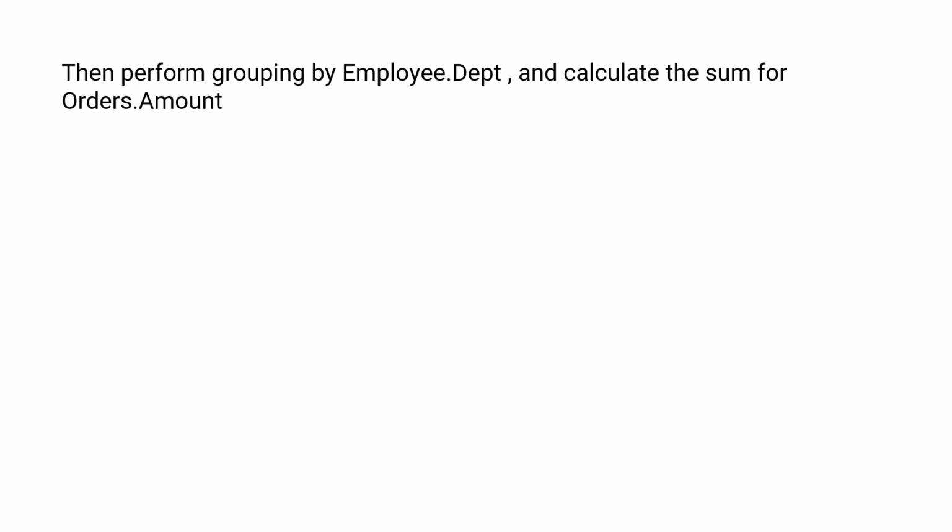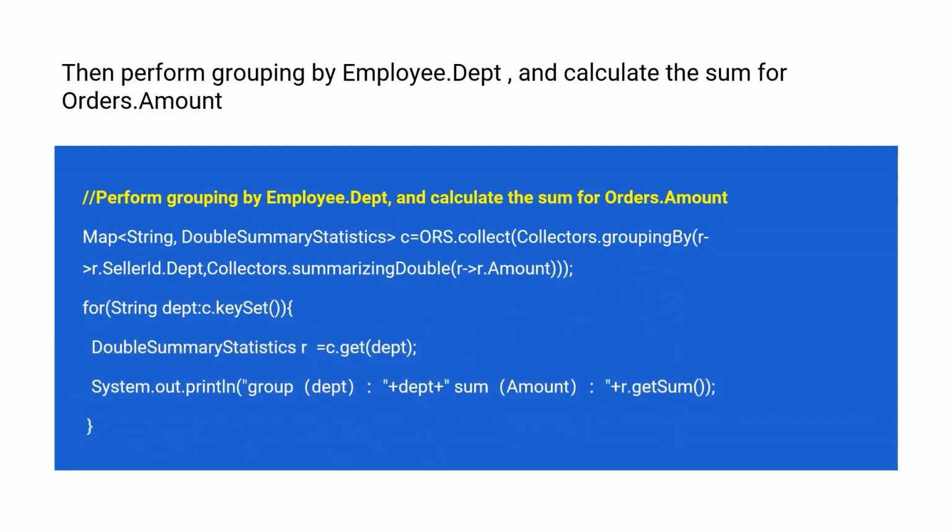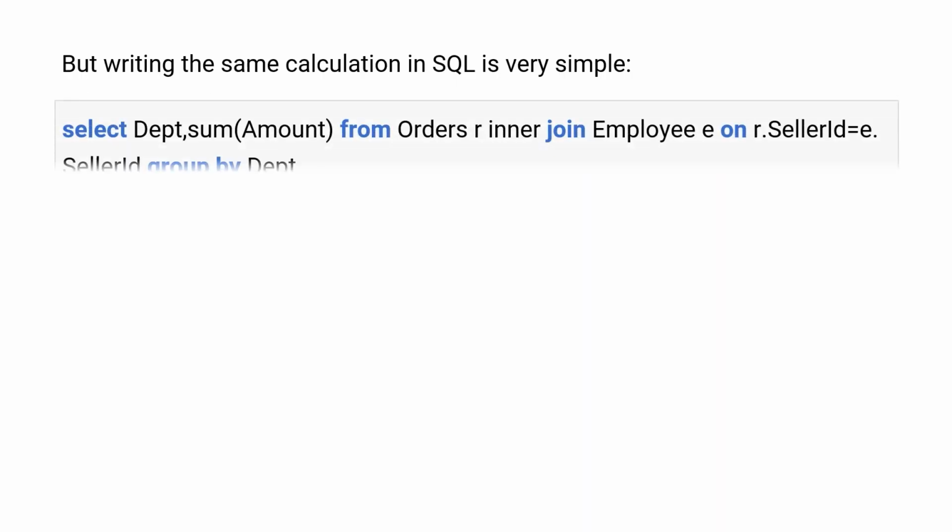Let's do a little more calculations because there are often other calculations after the join is done. Here, let's perform grouping by employee department and calculate the sum for orders.amount. I believe there is no need to explain the complexity of using these functions further, as friends may already have a deep understanding of it. By contrast, SQL is much more intuitive and simple. To achieve the same calculation, SQL can handle it in just one statement.